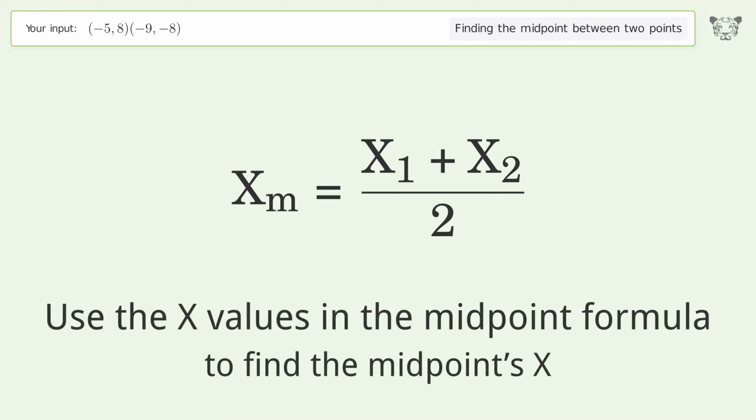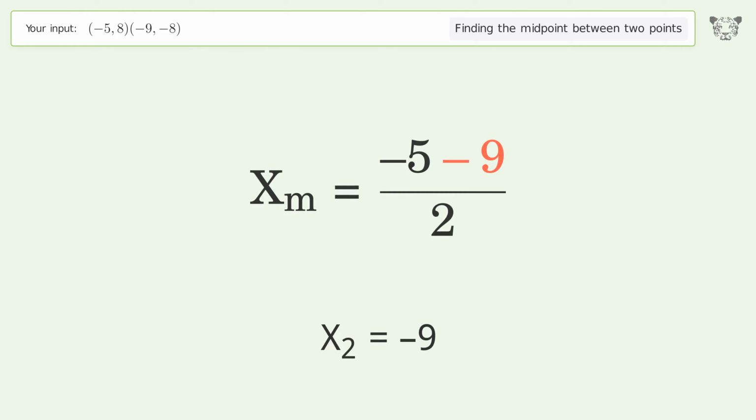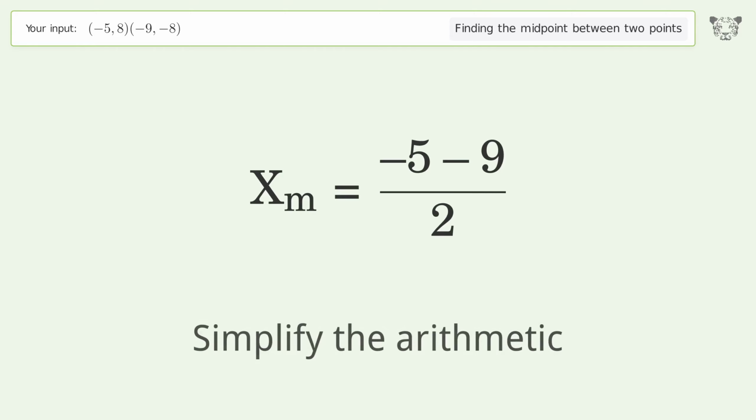Use the x values in the midpoint formula to find the midpoint's x. x1 equals -5. x2 equals -9. Simplify the arithmetic.